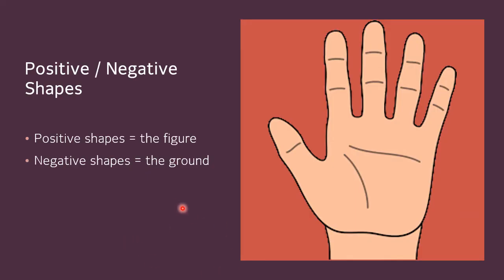Okay, so shapes animate figure-ground relationships, and we visually determine the positive and the negative shapes. When we say positive shapes, they are usually the figure itself, and the negative shapes refer to the ground. So let's say, for example, your hand. Just open your hand, guys, and spread your fingers apart. Your hand itself is actually the positive shape. This is the figure, and the space around your hand is the negative shape. This is the ground. This is how we see the positive and negative shape.